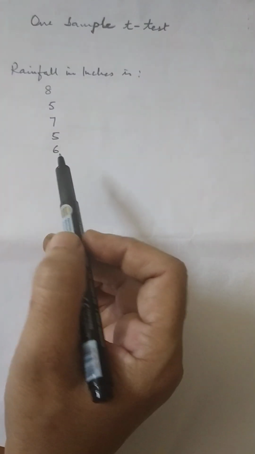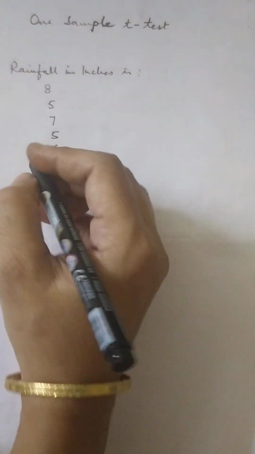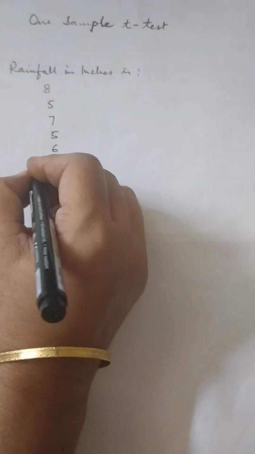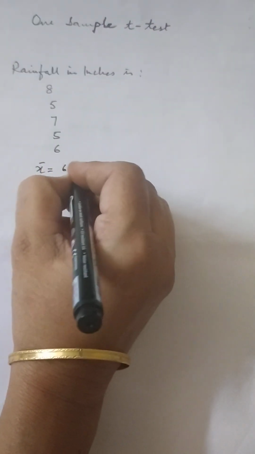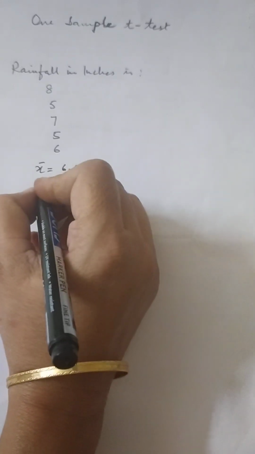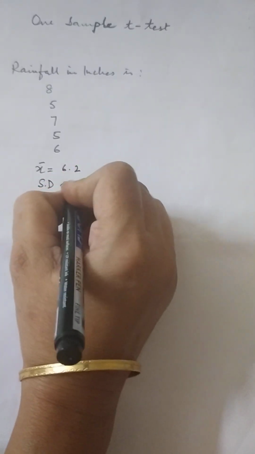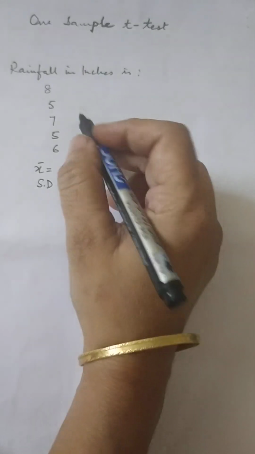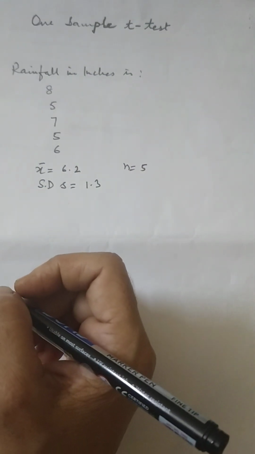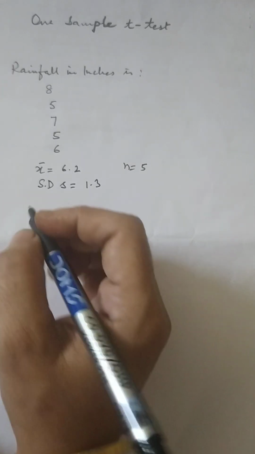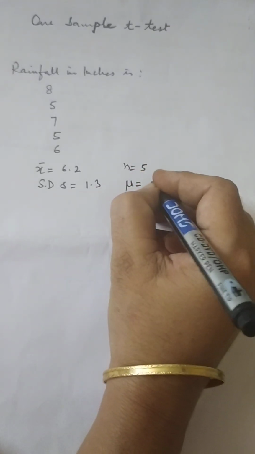Well students, in my previous video, number 179, calculating the standard deviation, we have learned how to find the mean and the standard deviation for the same data. So considering that, we can say that the sample mean is 6.2. The standard deviation, small s, is 1.3 and n is 5. And in the problem we are given that the population mean is 8 inches of rainfall.